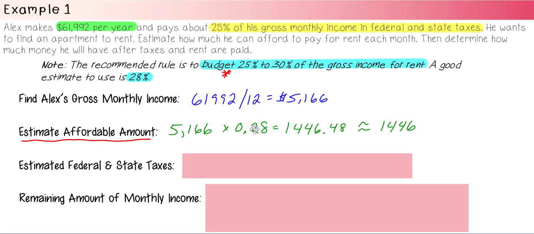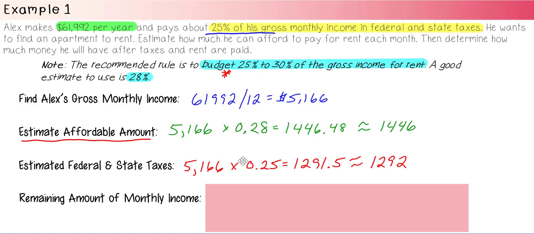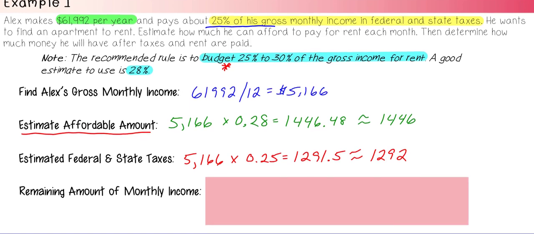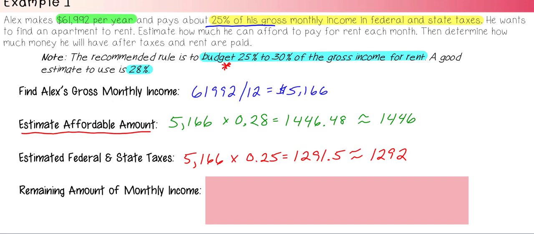Now, how much will he pay in taxes? So we're going to take that 5,166 again, except this time, we are going to look at it based on 25%. That is how much he pays in federal and state. So we're going to multiply that 5,166 times 25%, and we end up with approximately $1,292 that he has to pay in taxes.